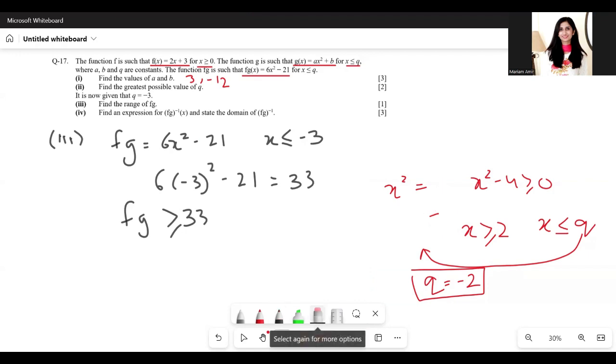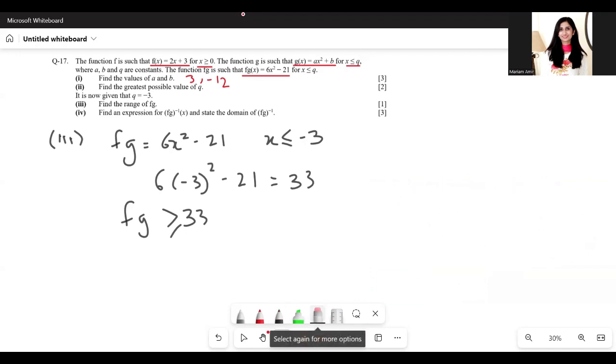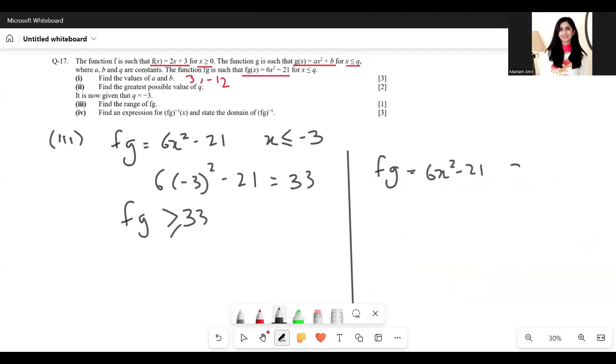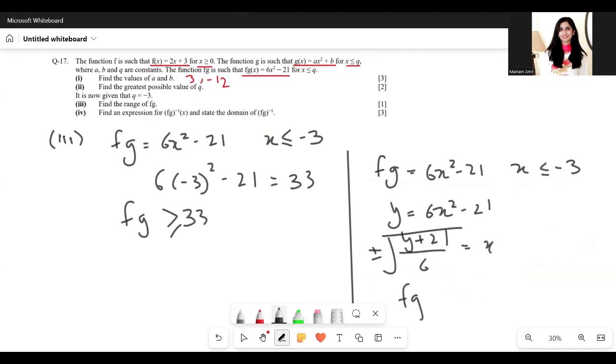All right, the last part is, find an expression of fg inverse. Let's write fg again, which is 6x² − 21, and x ≤ −3. Now let's find the inverse. It's going to be the square root of (y + 21)/6 with a plus or minus sign. Now fg inverse equals the square root of (x + 21)/6.